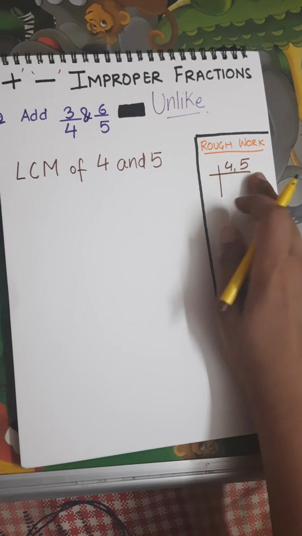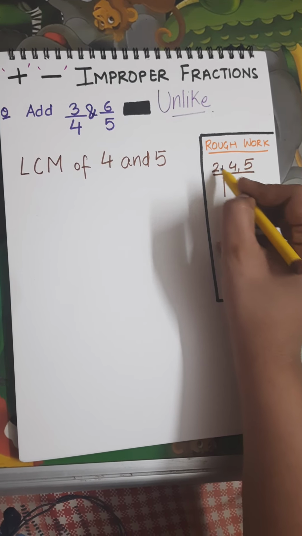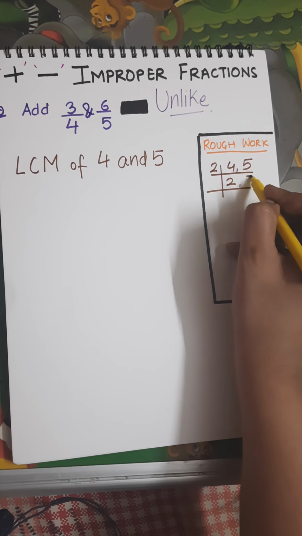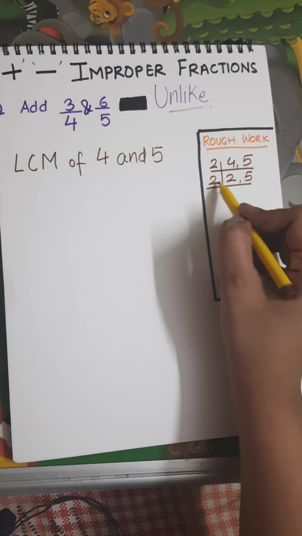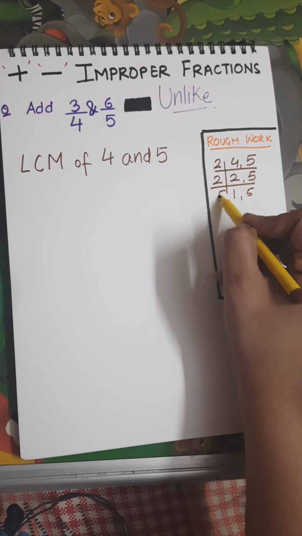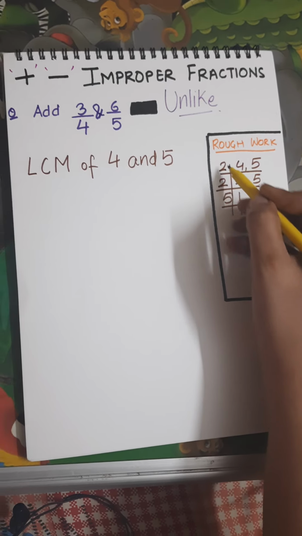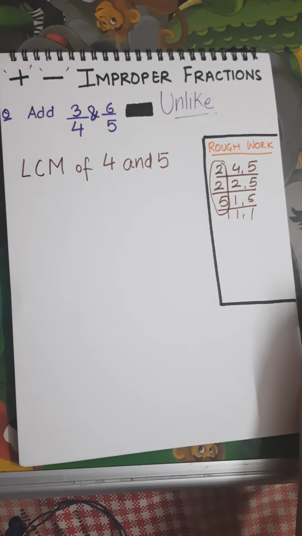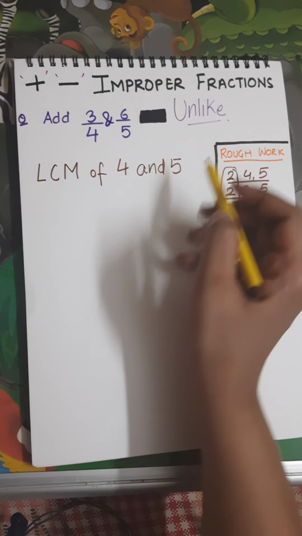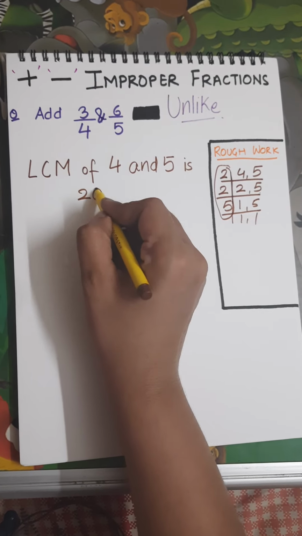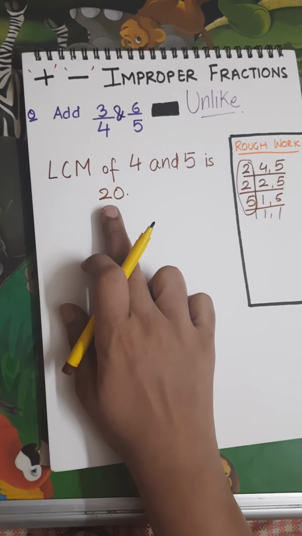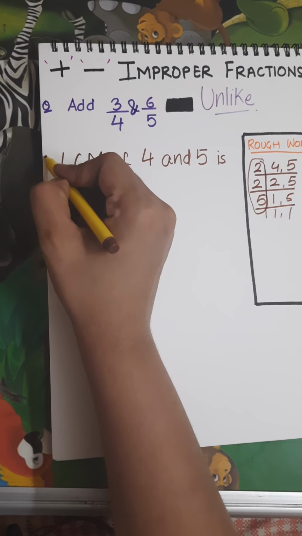Let's check it out. First we'll write the prime number 2. 5 is carried down as it is, as it does not come in 2's table. So again 2, 1, 5 and 5. Now when you multiply these prime factors, you will get the LCM of 4 and 5 as 20. Right? So this was our first step.